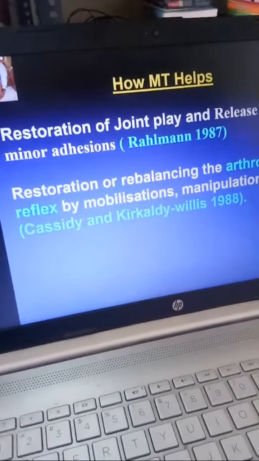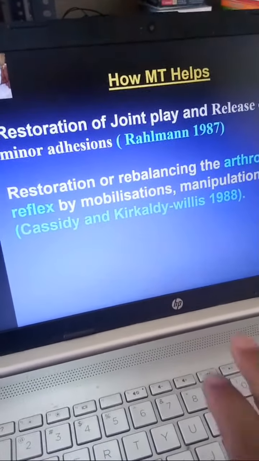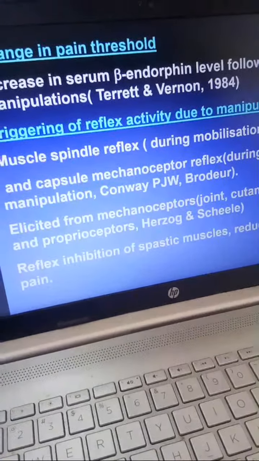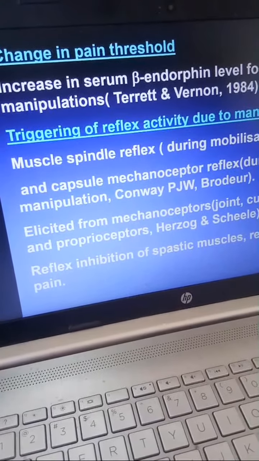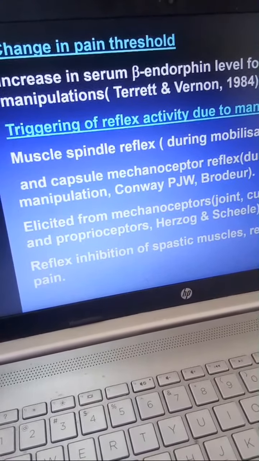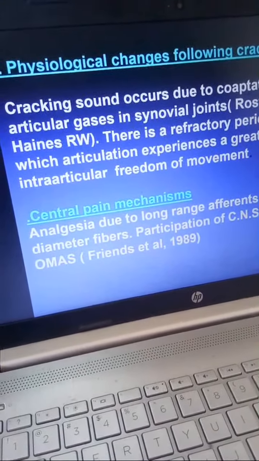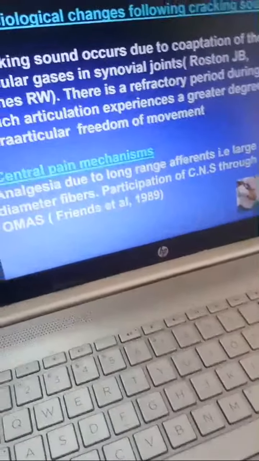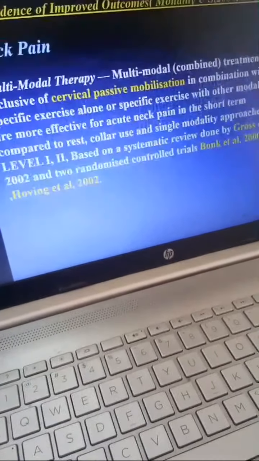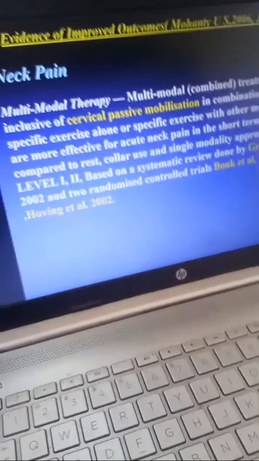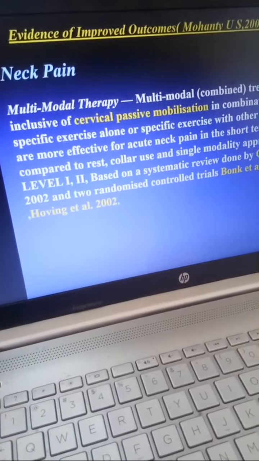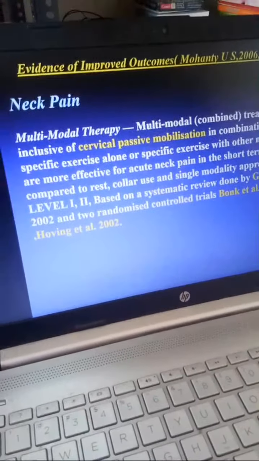Restoring the joint play, number 1. Restoration of the arthrokinematic reflex, and this is the neck trap model. Change in the pain threshold, triggering the reflex activity due to manipulation. Physiological changes following the manipulations. Central pain mechanisms, where a lot of work is going on. And a multimodal approach, as per evidence-based practice, is the best. Along with the mobilizations, you can go for exercise programs.